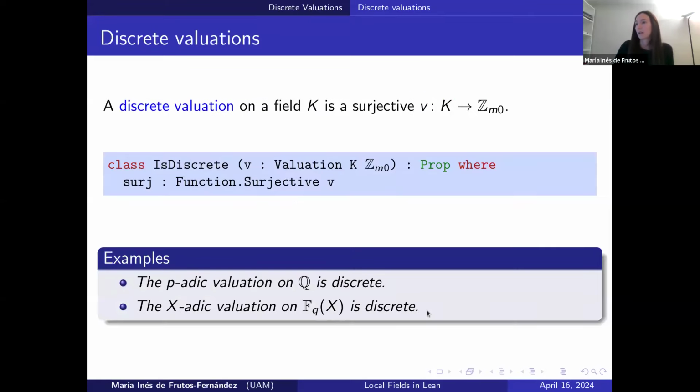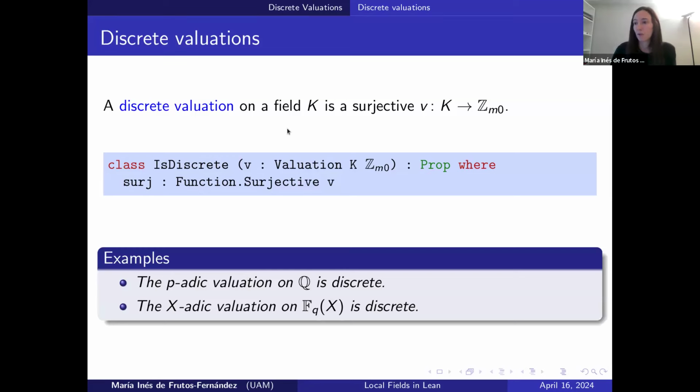Okay, so valuations were already formalized in Mathlib, but discrete valuations were not. So this is one of the first things we added. We added the definition of discrete valuation. There are a few different ways that we could have done this, but we chose to say that a discrete valuation on a field K is a surjective valuation taking values in this type, the multiplicative Z with zero.